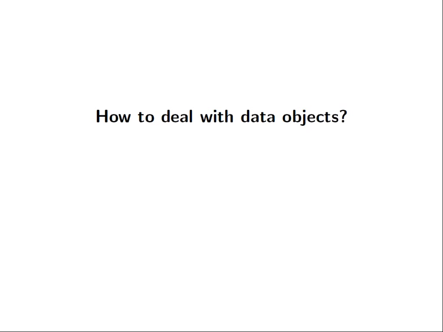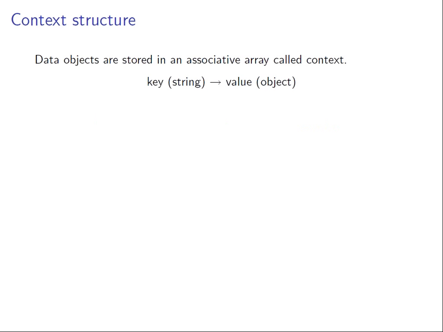Okay, so now how we deal with data objects, and here we're moving to something that's called context. So let's talk about this data structure called context. Context is an associative array. What is an associative array?